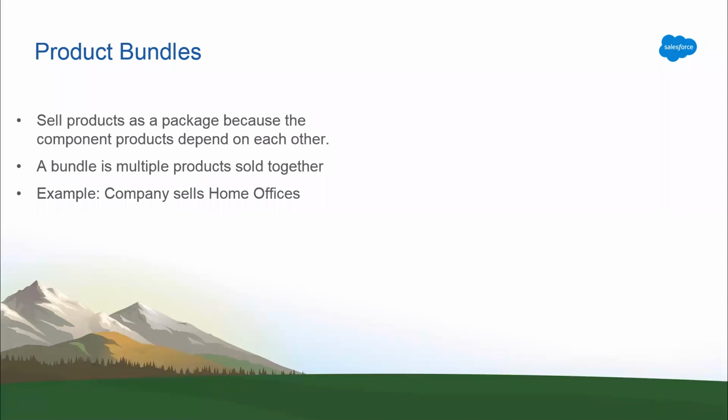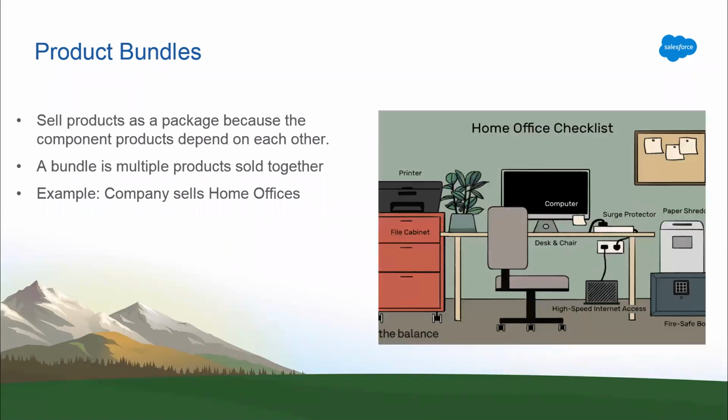CPQ has many features not available with the standard Salesforce license. One of them is product bundles. You can think of this like a parent product. So a bundle is a parent product that has children related to it. Let's take the example of a company that sells home offices. The home office here is the parent product, and for example, the desk and the chair are considered children. In CPQ, those children are called product options.